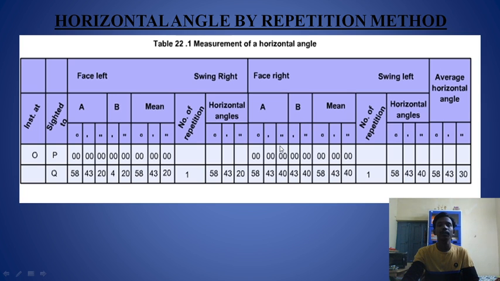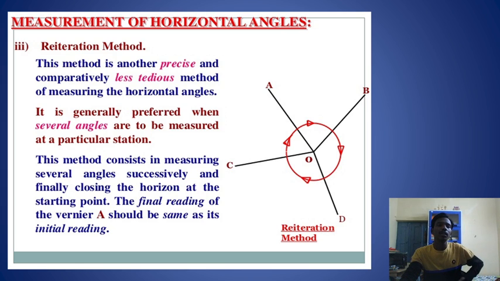Now let's move to the third method, measurement of horizontal angles by the reiteration method. Whenever you are going to measure many angles or a larger number of angles in the field, you have to choose the reiteration method because it is less tedious and it saves time.